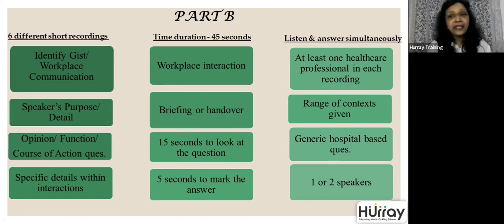They are all generic hospital-based questions. So don't worry, thinking, this is not my profession, how will I answer? Suppose a veterinarian is talking about animals. You may think, how will I answer? I don't know much about animals and their treatment. It doesn't matter. Whatever questions are given, they're very generic, things which you can understand. Usually there will be one speaker, or there may be a discussion between two speakers. This is about part B.